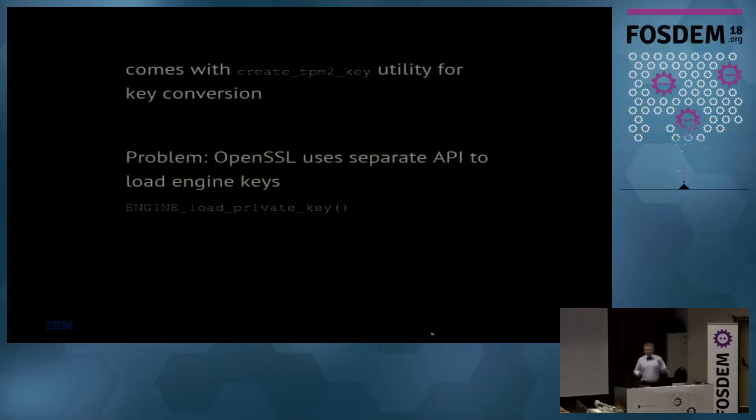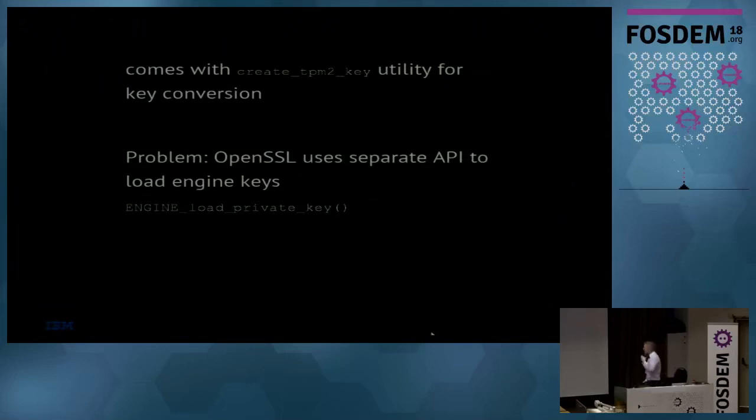But if you can live with all of these issues, the only remaining problem with OpenSSL is that it uses a different API for every key format it has. So if you have a PEM key, it has a PEM API. For a dir key, it has a dir API. And for an engine key, it has an engine API. Chances are that the crypto system you're using didn't bother to actually add the engine load private key.